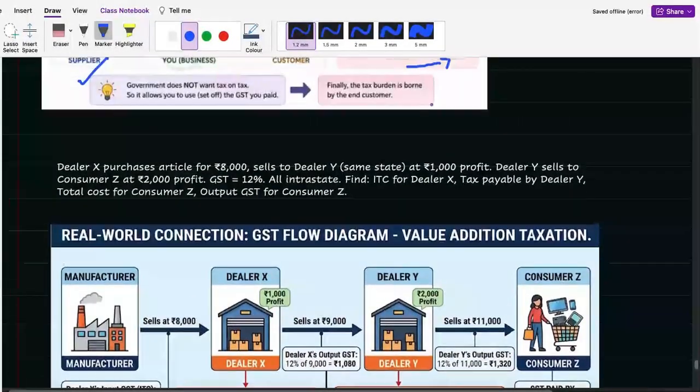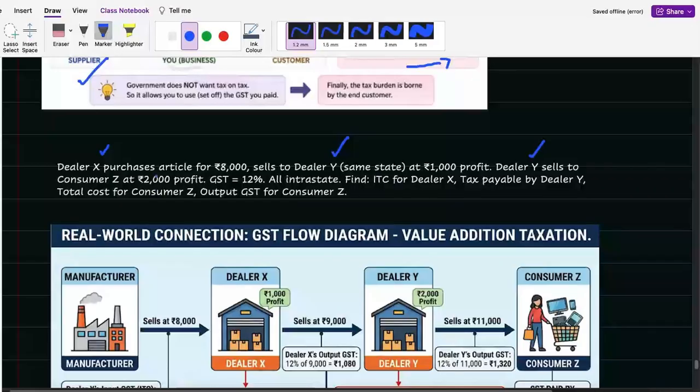So one problem we will see here. Dealer X purchases an article for rupees 8,000 and sells to dealer Y, same state, at 1,000 profit. So 8,000 plus 1,000, he is selling at 9,000. So now Y is selling to the consumer Z. So now what is happening?